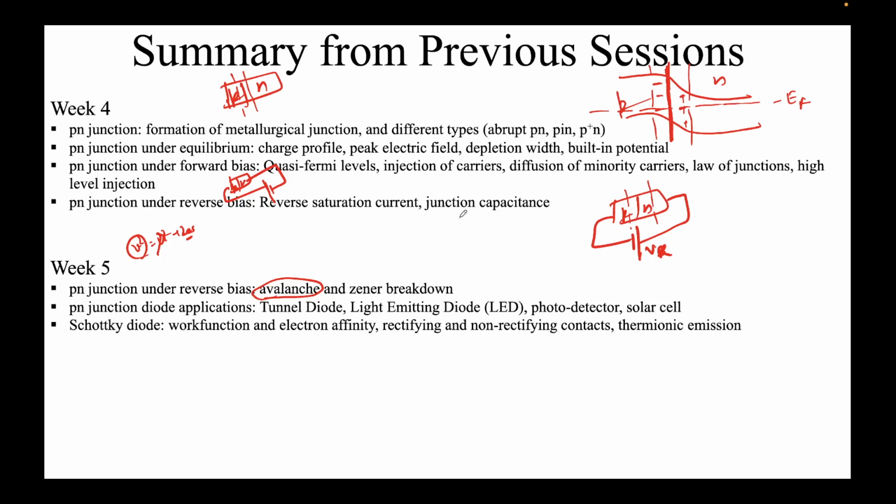Zener breakdown happens when we have p or n highly doped. So that is more likely a tunneling phenomenon. So it was something like this. This is your p-n junction. This is heavily doped, so you can see that the electrons which are here in the valence band can now simply tunnel to the other side.